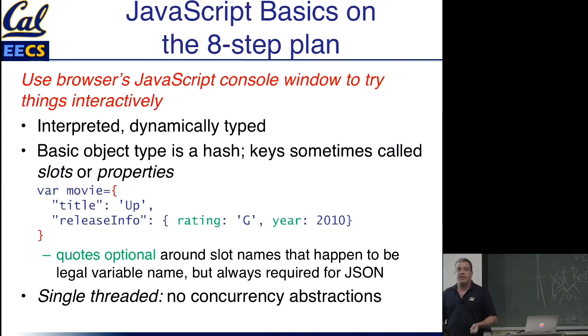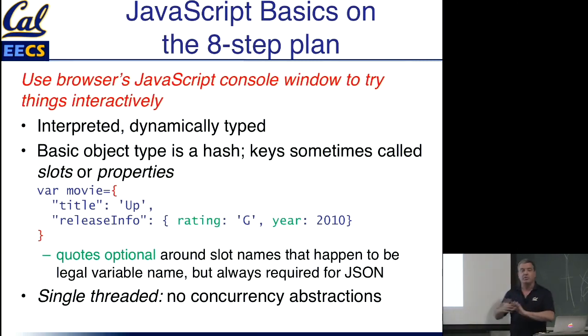JavaScript is single-threaded. This is a source of much confusion among people who are approaching the language. There is no concurrency abstraction at all in JavaScript. There are no locks. There are no semaphores. There are not multiple threads. There is no parallelism of any kind. There are libraries, things like web workers, that make it possible to run multiple separate JavaScript threads, but each interpreter basically is running in its own thread.